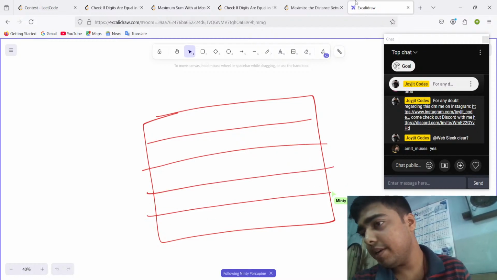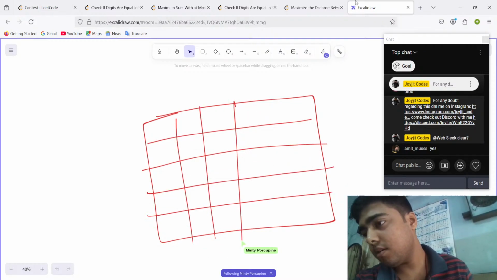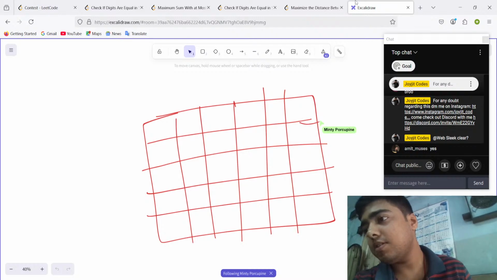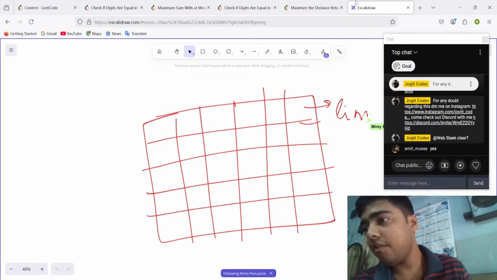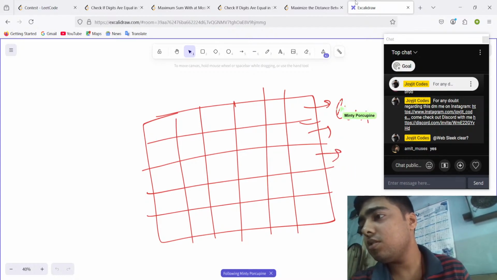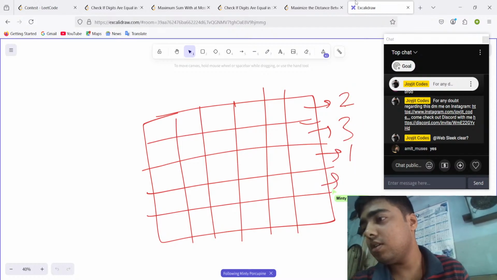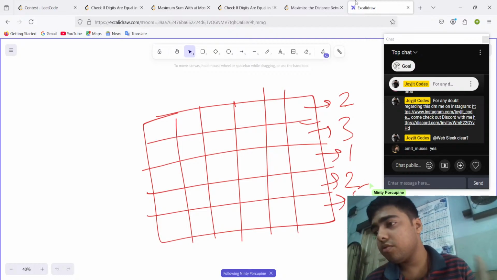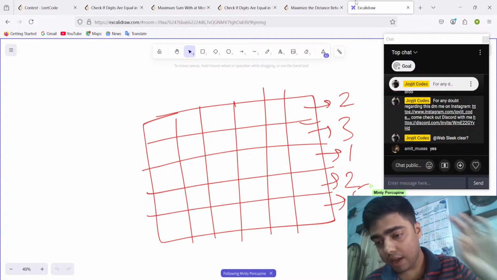Okay, you're having this grid, and for every specific row, I'm having a limit. Let's say for this specific row, the limit was 2. For this one, it was 3. For this one, it is 1. This is 2. This is 5. Now, what is this 5, 2, 3? It means that I can take at most that limit number of elements.